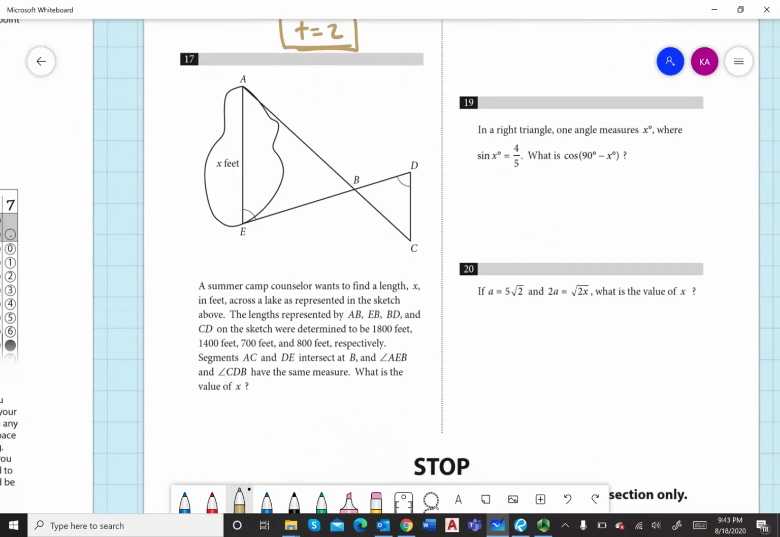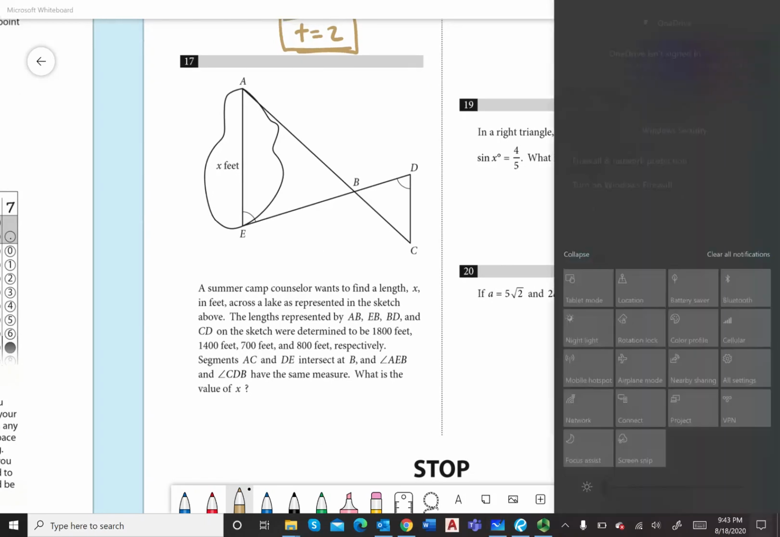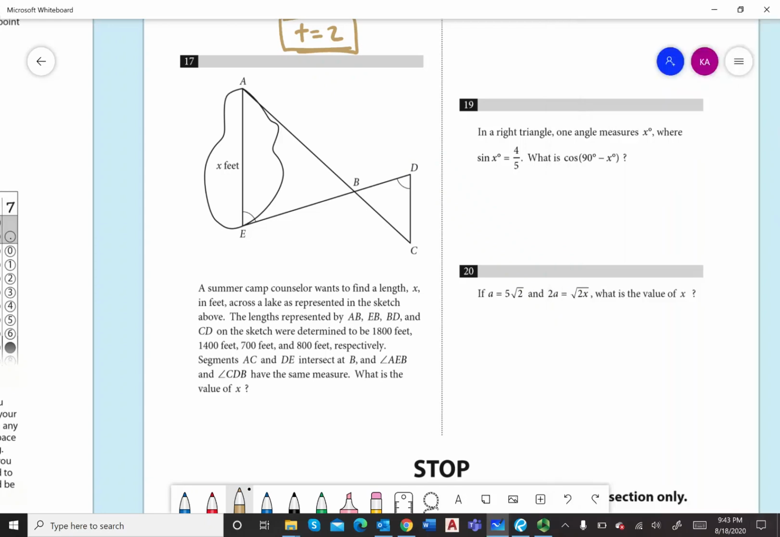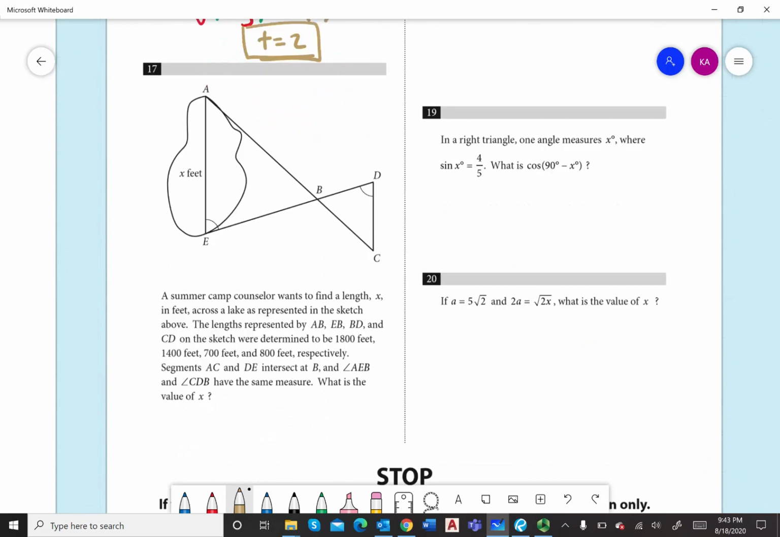box out. All right, now next question, which is question number 16. It's actually the one on top. I opened that accidentally. So, well, no, question 17, which is this one actually. So it says, a summer camp counselor wants to find a length x. So x is here, right? So x is here in feet across a lake as represented in the sketch above. So instead of just going in the lake and measuring, they use their knowledge of geometry.